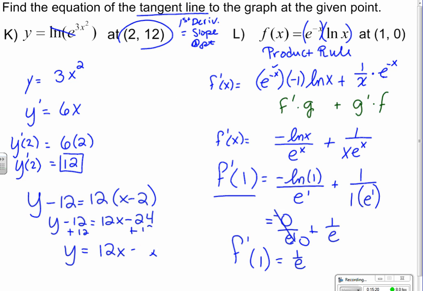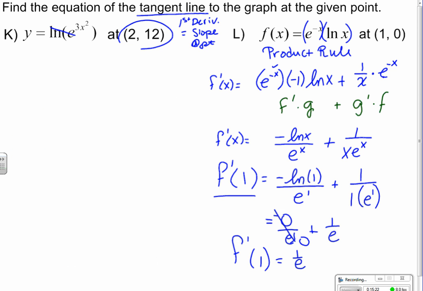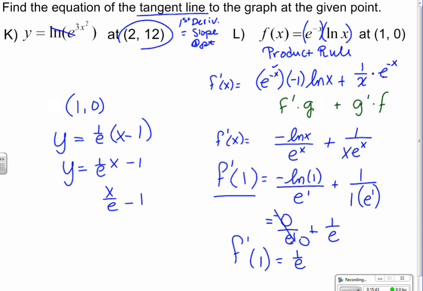Now what we have to do is write it in equation format to get the tangent line equation. So I'm at the point of 1, 0. I'm going to have y minus 0 is equal to 1 over e is my slope, times x minus 1. If you want it in slope-intercept form, I'd have 1 over e times x minus 1 or x over e minus 1. Your choice.